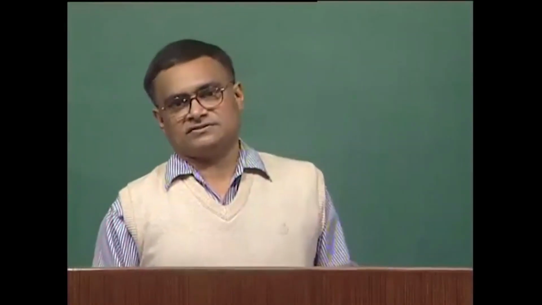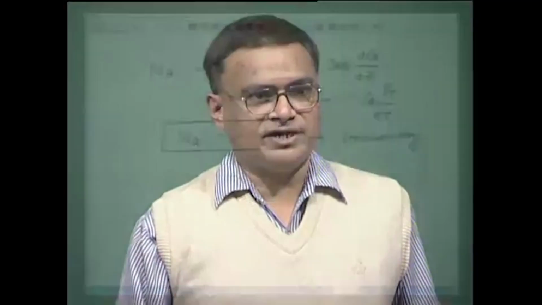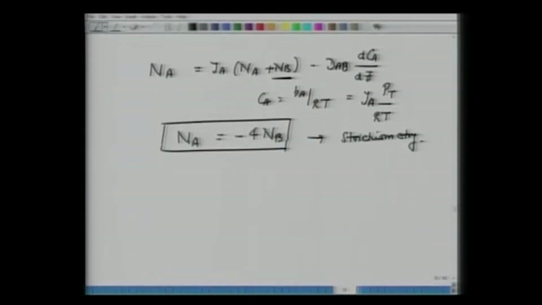So when we assume steady state, again we have to qualify by saying that the reaction A to B is very fast. In other words, it is not rate limiting, and what is limiting here still is diffusion. Then we can write Na equal to minus 4 Nb by stoichiometry, and we say assume steady state or assume fast reactions, so that we can assume steady state.